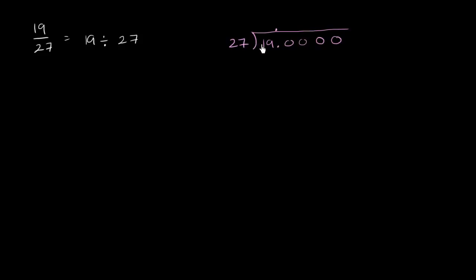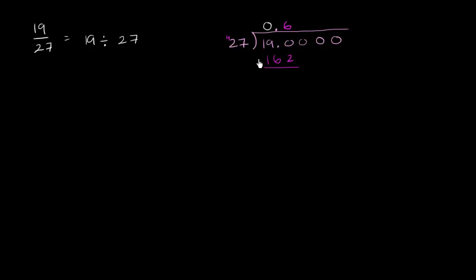So 27 doesn't go into 1. It doesn't go into 19. It does go into 190. And it looks like 27 is roughly 30. It's a little less than 30. And 30 times 6 would be 180. So let's go with it going 6 times. Let's see if that works out well. 6 times 7 is 42. 6 times 2 is 12, plus 4 is 16.